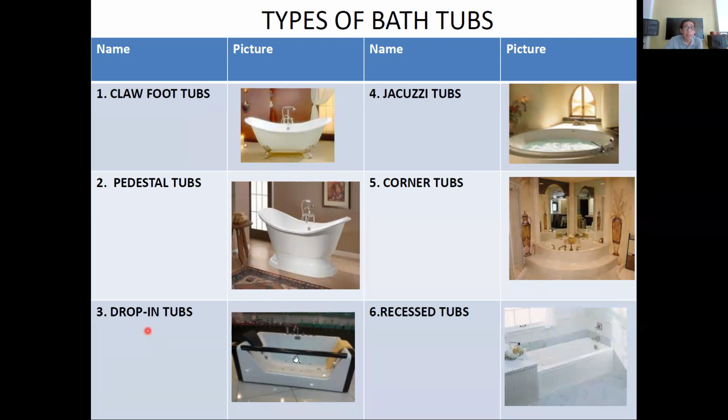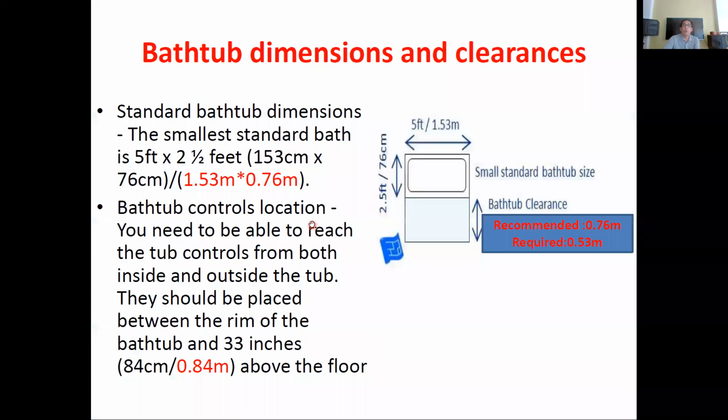There is a drop-in bathtub. This can commonly be bought in depots. This is a jacuzzi bathtub. This is the corner bathtub and the recessed bathtub. Okay. So for bathtub dimensions and clearances, the smallest standard bathtub is 5 feet, or 2 by 2.5 feet, or 1.53 by 0.76 meters. Okay, so this is the smallest standard bathtub.